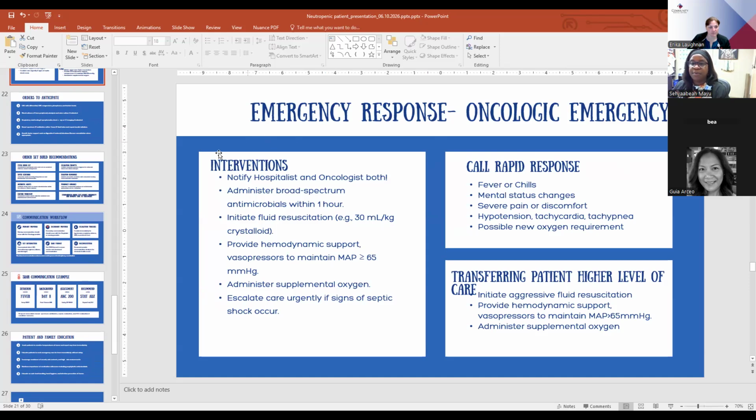So calling that rapid response because we are looking at fevers, chills, mental changes, severe pain, discomfort, hypotension, and then transferring that patient, like I stated, to a higher level of care to initiate aggressive fluid resuscitation, vasopressors, and other things.